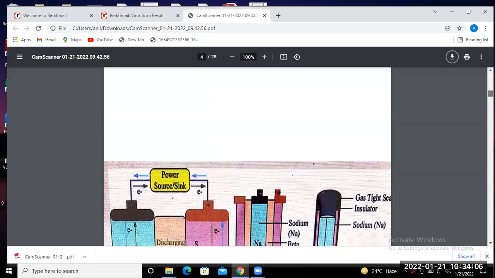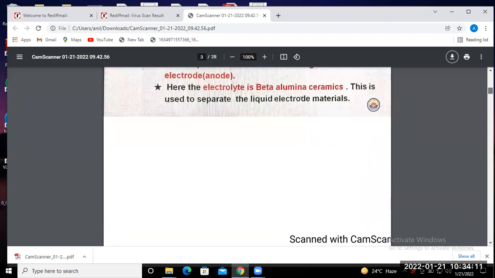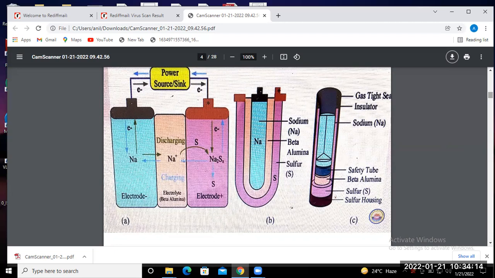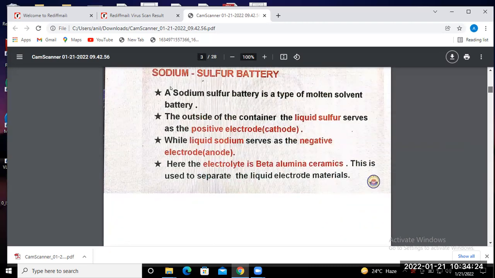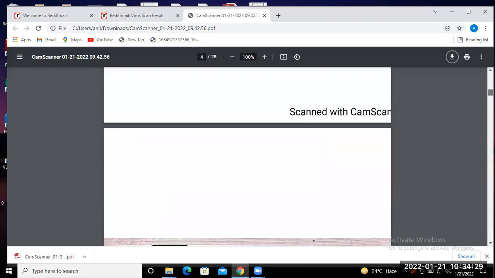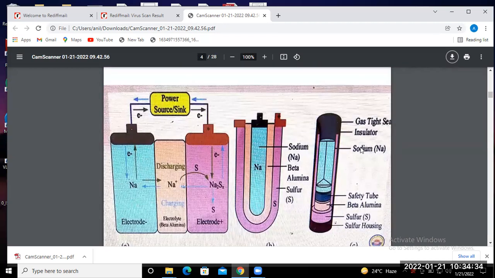So you will find that sulfur is your positive, that means cathode. Okay, and sodium is your negative electrode, that means anode. So their placement is something like this. In a cylindrical structure, one by one you have to place the cylindrical sodium, and after that the electrolyte safety tube and beta alumina.